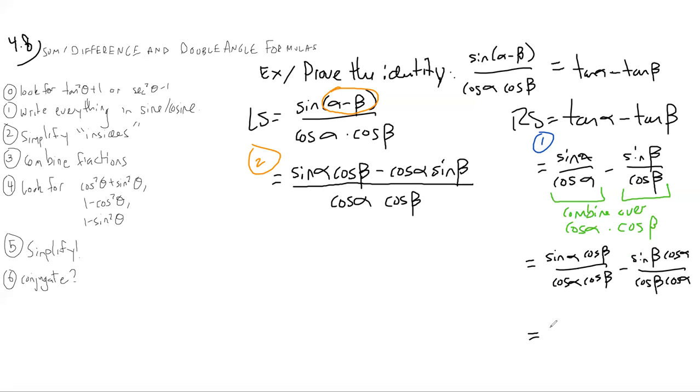And then we should be able to combine, and you'll see across the top, we have exactly the left-hand side here. So we're good. Over cos alpha cos beta equals the left side, and we are done.